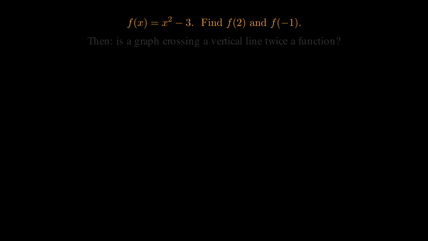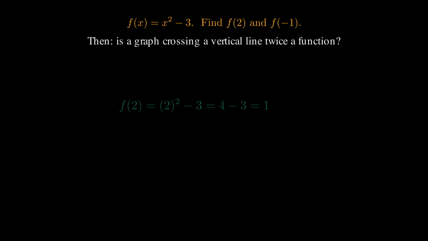Time for worked examples. Easy to hard. All my own. Number 1. With f of x equals x squared minus 3, find f of 2 and f of minus 1, and then decide whether a graph that a vertical line crosses twice is a function. Substitute carefully and mind the brackets.